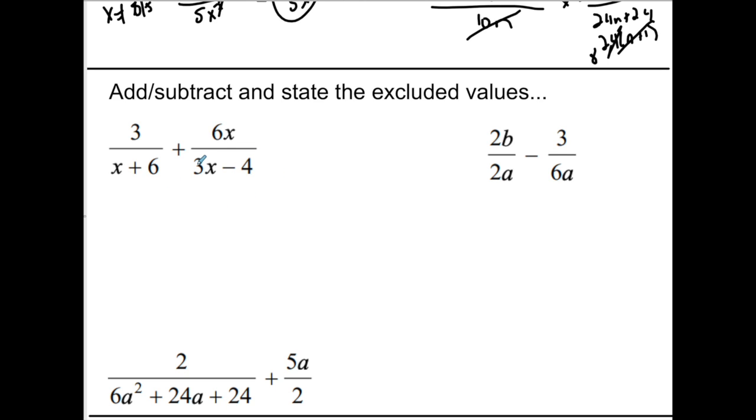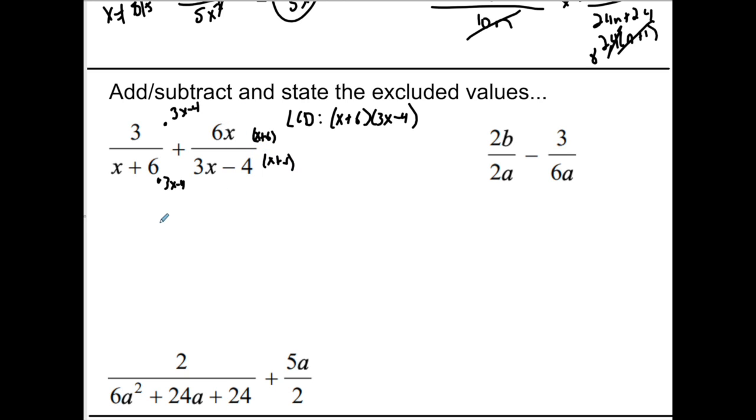So what I'm going to do here is get my LCD. And my LCD is going to be x plus 6 times 3x minus 4. In some cases, you just simply have to multiply each of them by each other, keeping in mind that you may need to simplify. Now remember, in this one, we do need to multiply top and bottom because we want to keep everything equivalent in value, but just looking different. So don't forget about that.